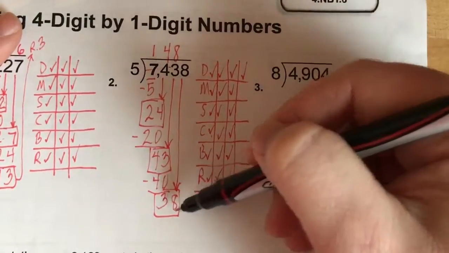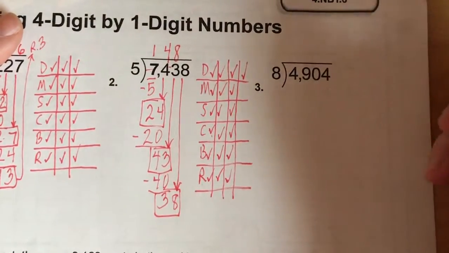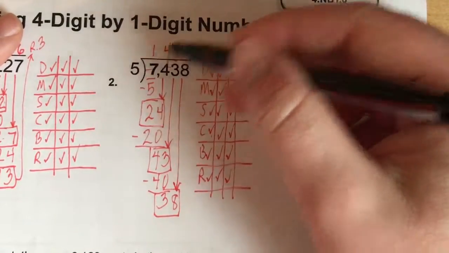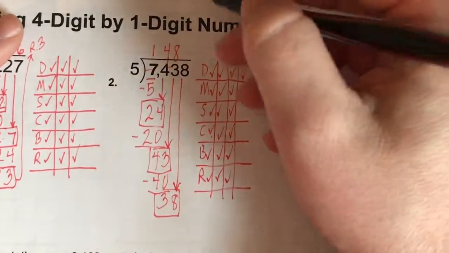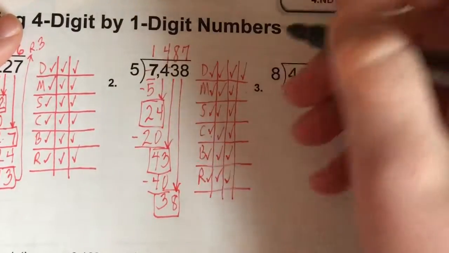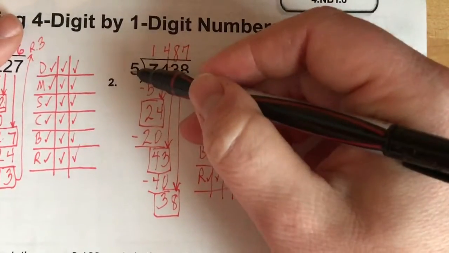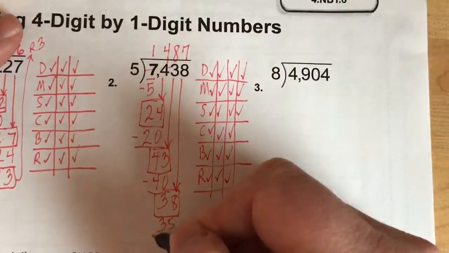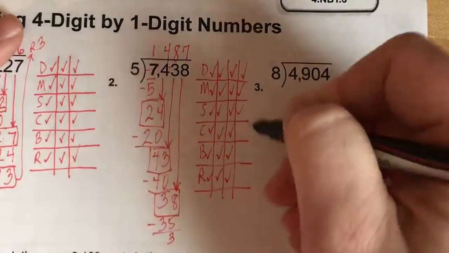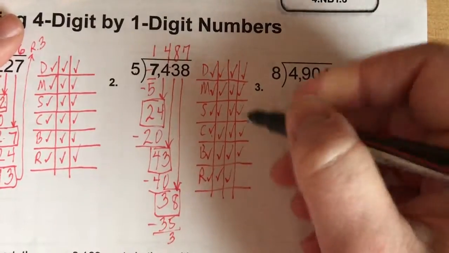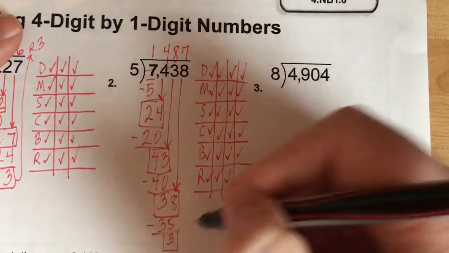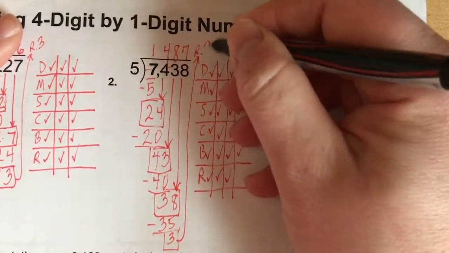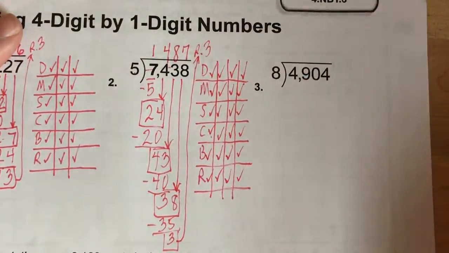5 times what gets me close to 38 without going over? So 5 times 5 is 25. 5 times 7 is 35. And 5 times 8 is 40. So I know it has to be 7. Let's multiply it out. 5 times 7 is 35. And then we're going to subtract and get 3. Check, the king is happy. There's nothing to bring down, but we can box it. And then bring this all the way up. We have a remainder of 3, and we're all done with that problem.